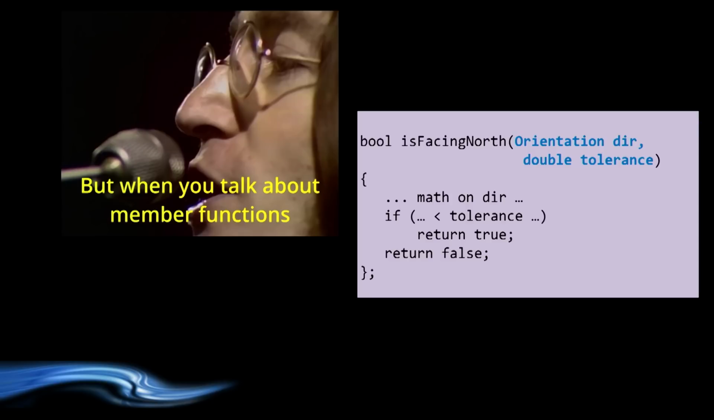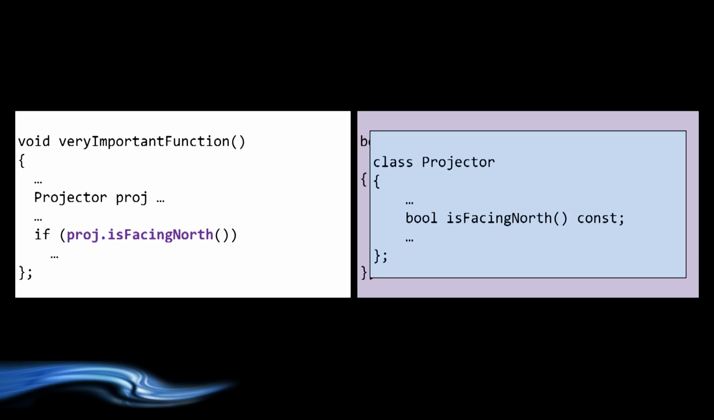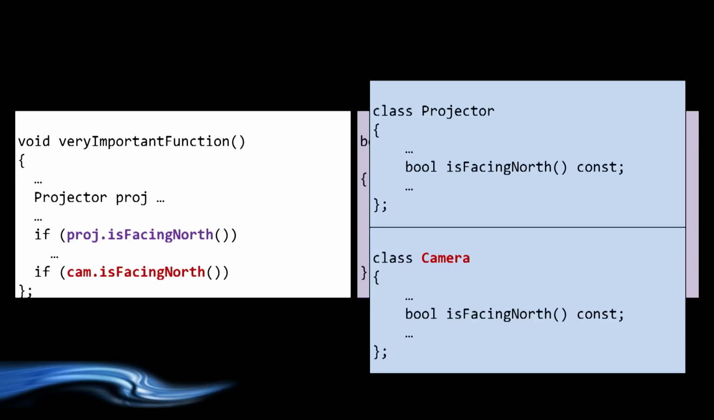All right. I should probably talk about member functions. How about we make is facing north, why don't we take this function and make it a member function of projector? That solves our problem. When we're coding, we can just type projector dot and we'll see the function come up. It'd be beautiful. Hey, look, is facing north. The function exists. Great, that's just what I needed. Maybe cameras. Maybe we also need to know if the camera's facing north, so we can just member function that baby up. Right? Great, awesome.